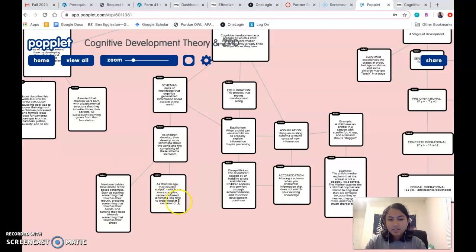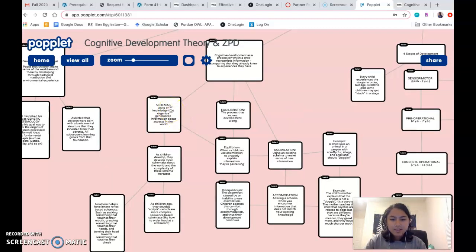For example, like how to order food at a restaurant. As a child grows up, they'll start to learn that it's not just ordering food, that it's looking at a menu, ordering your food, getting the bill, paying the bill, and so on.